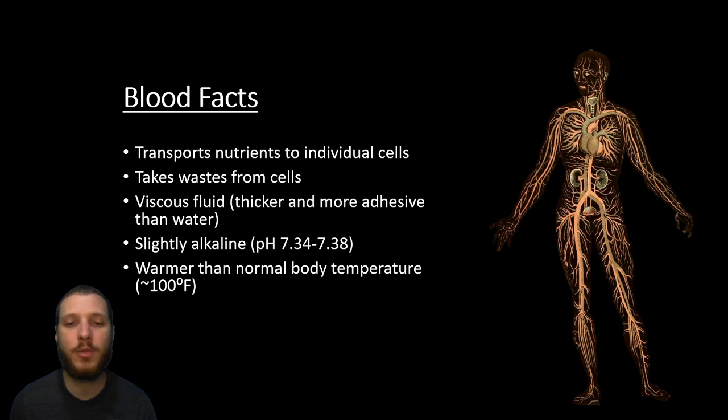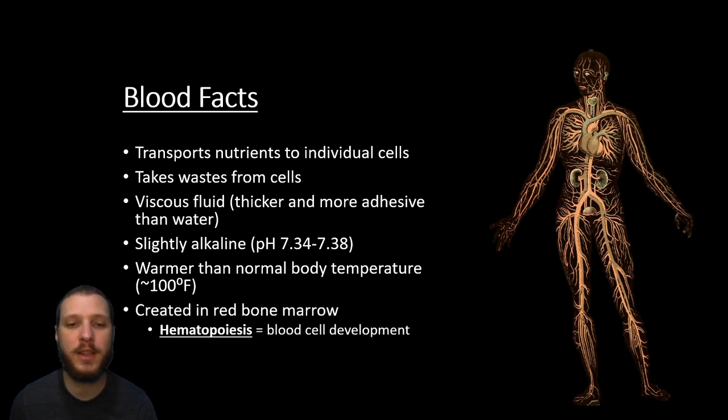It's going to be warmer than normal body temperature, about 100 degrees Fahrenheit. As we saw in the skeletal system, it's going to be created in the red bone marrow. And if you remember, the process of blood cell development is called hematopoiesis.